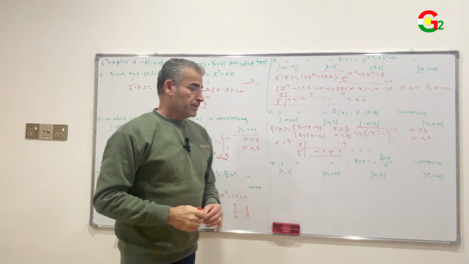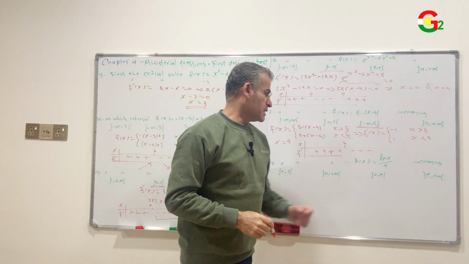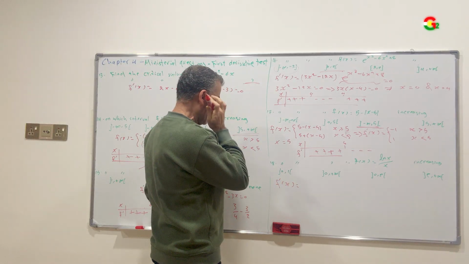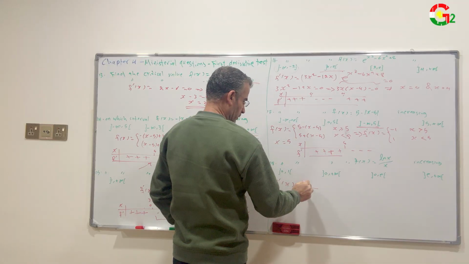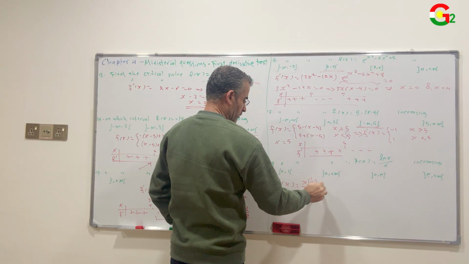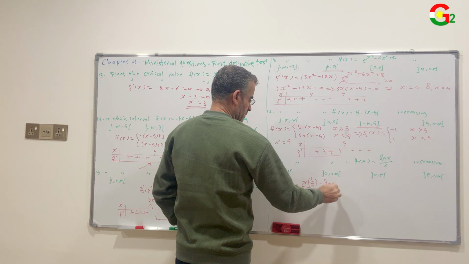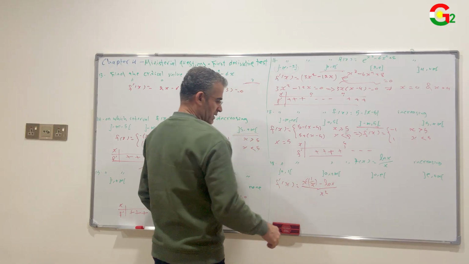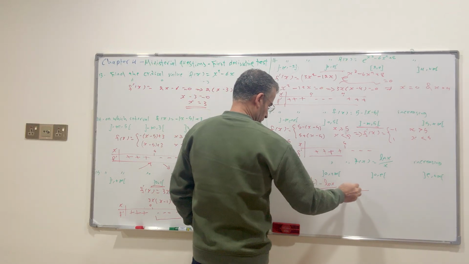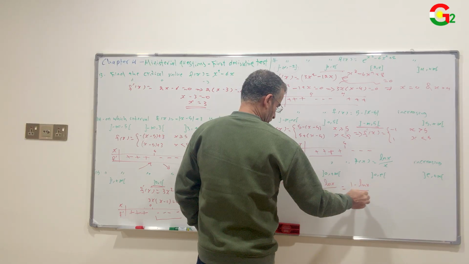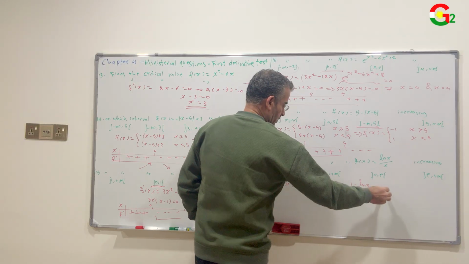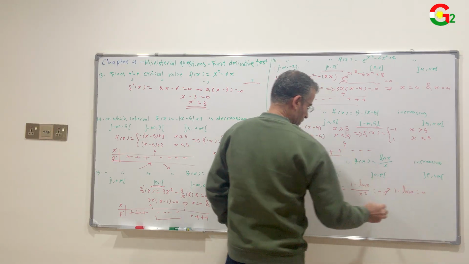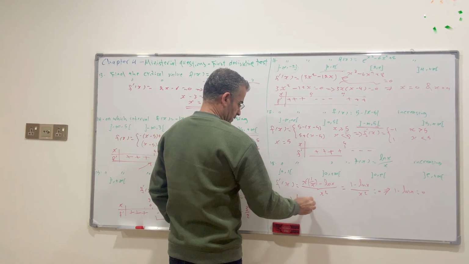Question number 18. On which interval is the function increasing? Also find the derivative of this function. F prime of x equal to the denominator times the derivative of the numerator minus the numerator times the derivative of the denominator, all over the denominator squared. Reduce x with x, then 1 minus ln x over x to the power 2. Set it equal to 0, then 1 minus ln x equals 0.